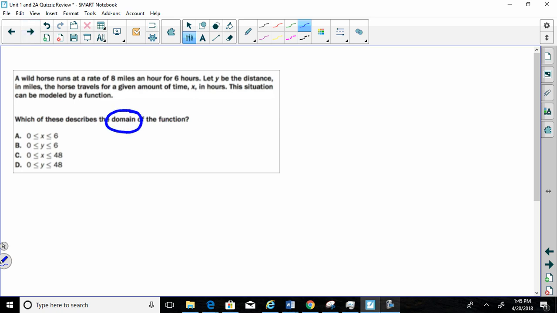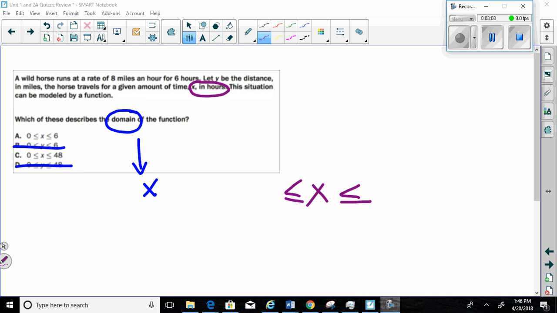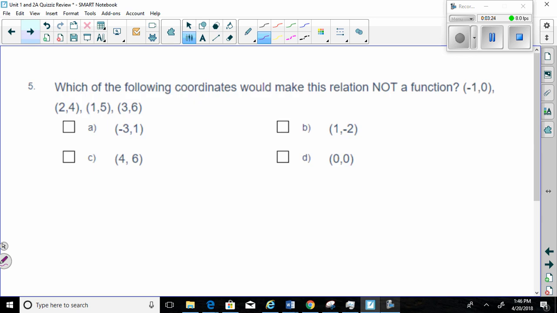So what does domain mean again? X. So right away, which one's Y? All the ones that have y's, right? Then we need to think about the x. What do they tell us the x means? Hours, right? So in this situation, what's the least amount of hours? 0 is the least amount of hours, and then what's the most amount of hours? 6. So what would your answer be? A. 0 to 48 would be your miles, and miles would be your range. Does that make sense? All right, next one.